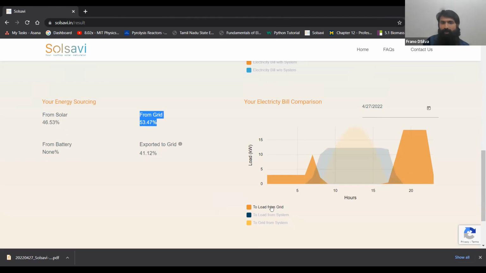As noticed from the legends, you could see what portion has been supplied from the grid for your load, as well as what portion has been supplied from the installed system, and what portion of the solar energy that is generated is exported to the grid. Here you could see that 41% of the solar energy generated has been exported to the grid.